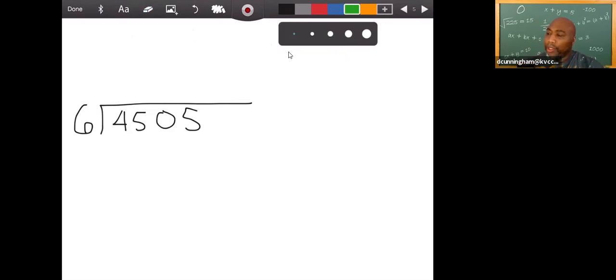So what we want to look at is 6. Can 6 go into the first number here? Can 6 go into 4? In our case, it cannot, because 4 is less. So we're going to now look at, can 6 go into 45? Not just 4, but now 45, the next 2 numbers, without going over. Again, that's key, without going over.